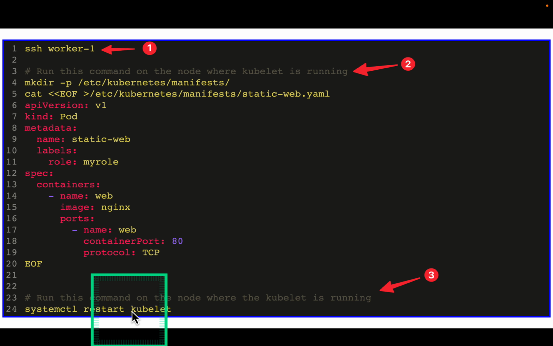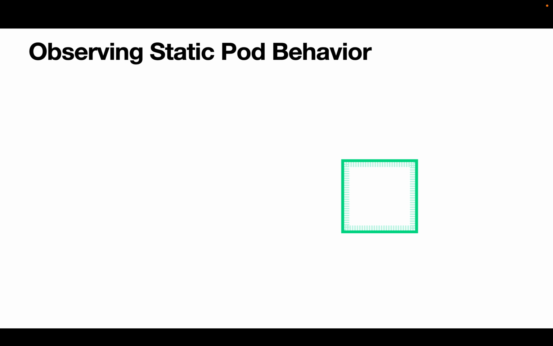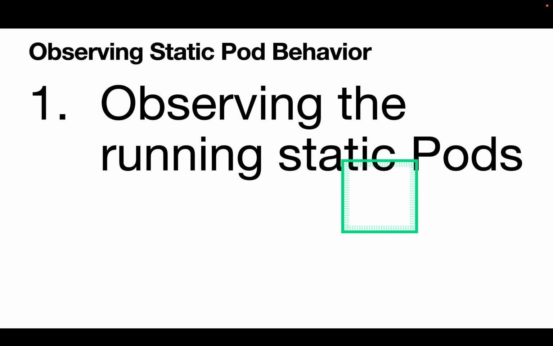Okay, observing static pod behavior. When the kubelet starts, it automatically starts all defined static pods. Running containers, including static pods, can be viewed using, for example, if you are running containerd, the crictl ps command. If you have Docker containers, you can just use docker ps and you can see the static pod and the container which is part of that pod.